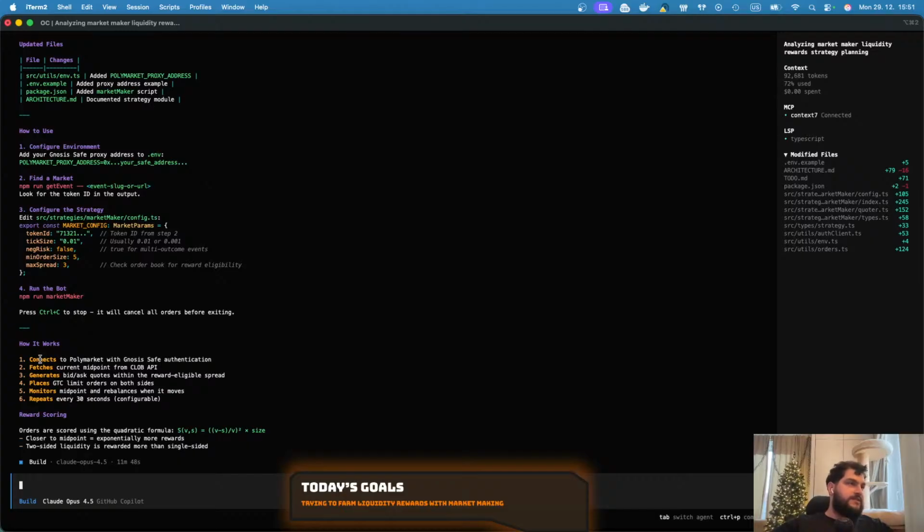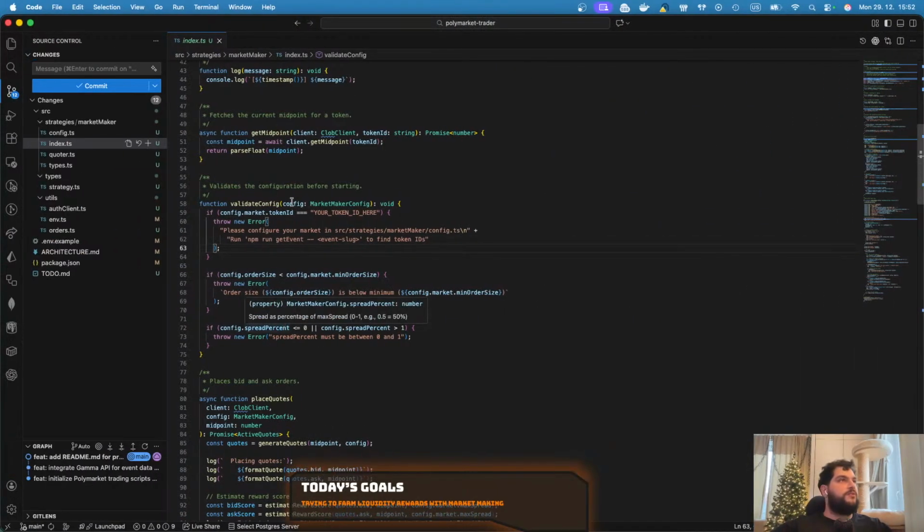How it works: it connects to the Polymarket with the Gnosis Safe authentication, fetches the current midpoint from the Globe API, generates bid ask quotes within the reward eligible spread, places good till cancel limit orders on both sides, monitors midpoint and rebalances when it moves, and repeats every 30 seconds. Awesome. So let's try it out. The moment of truth.